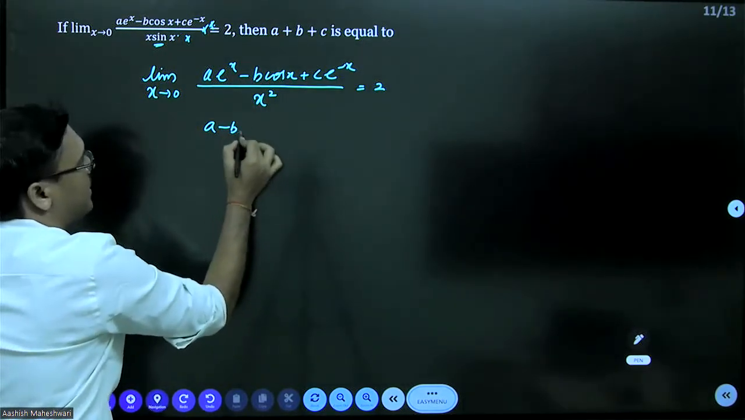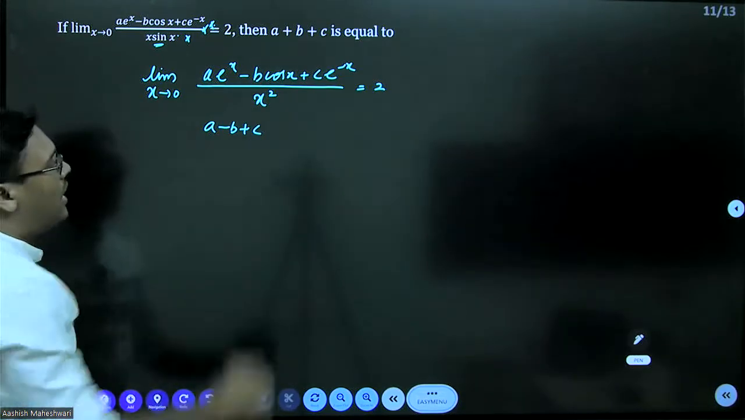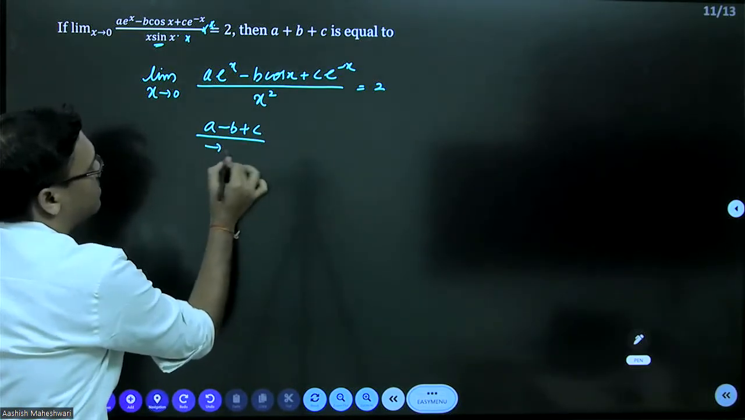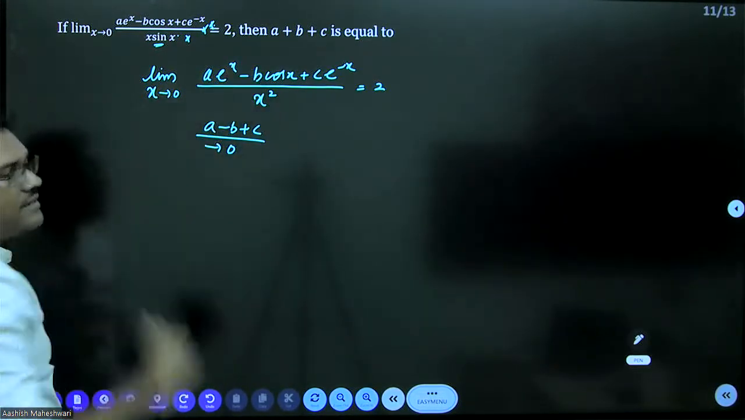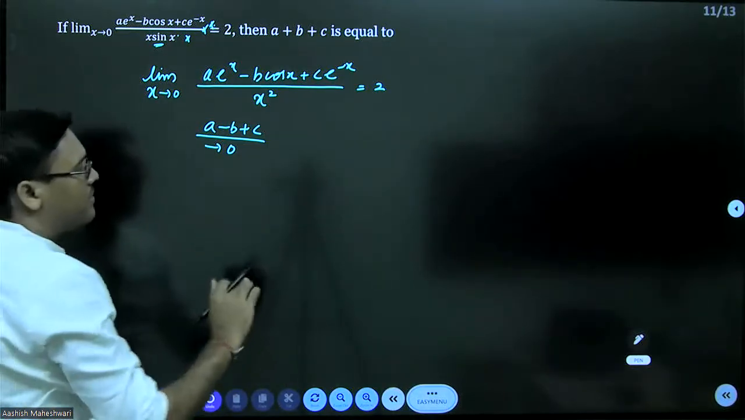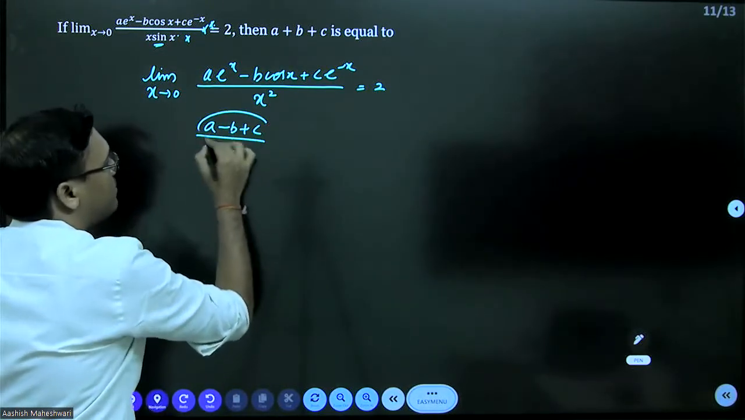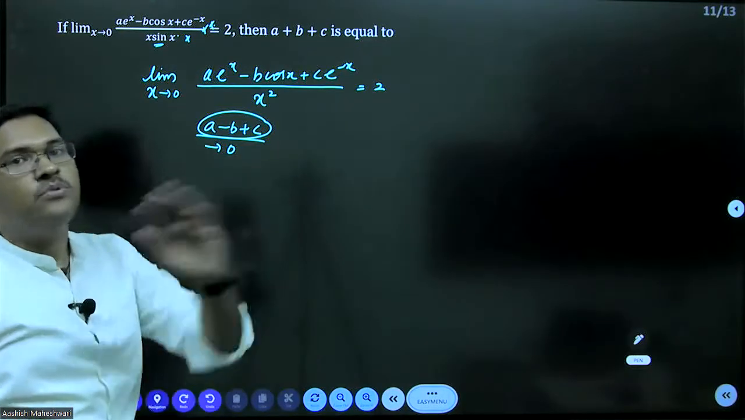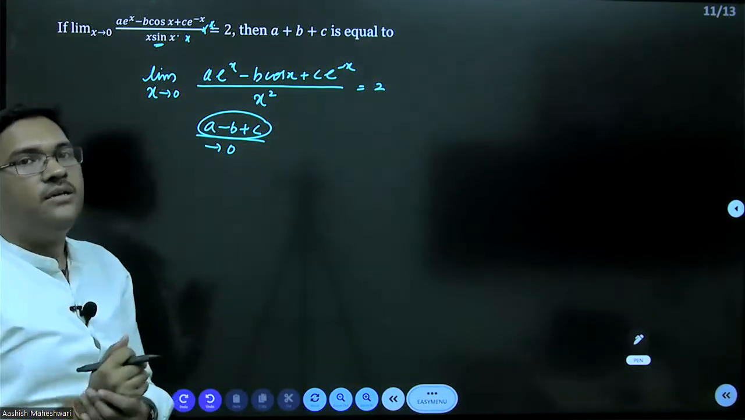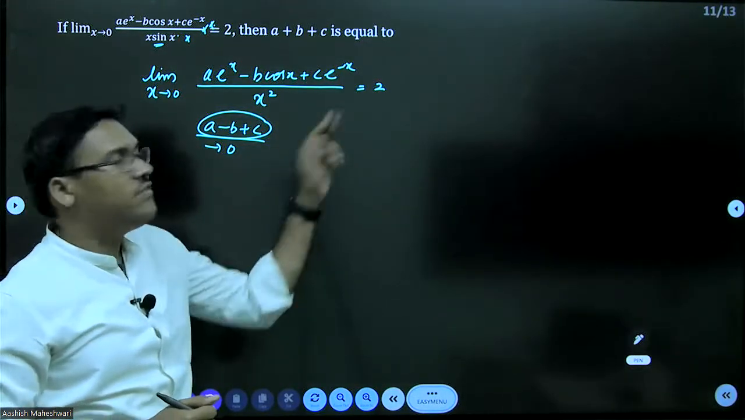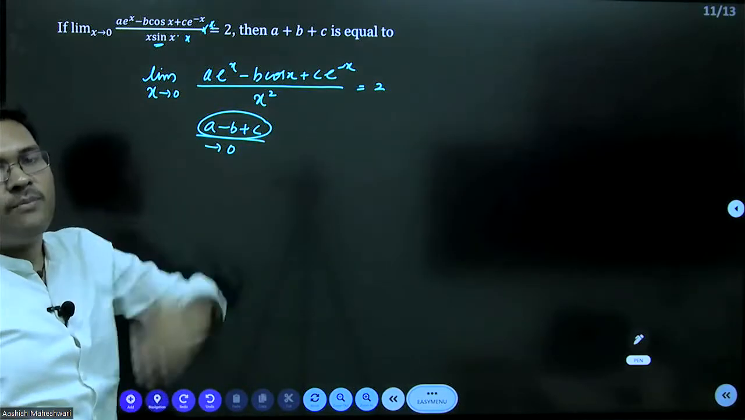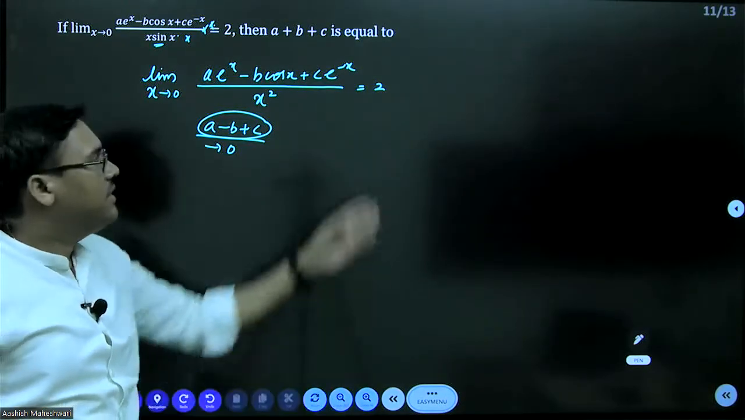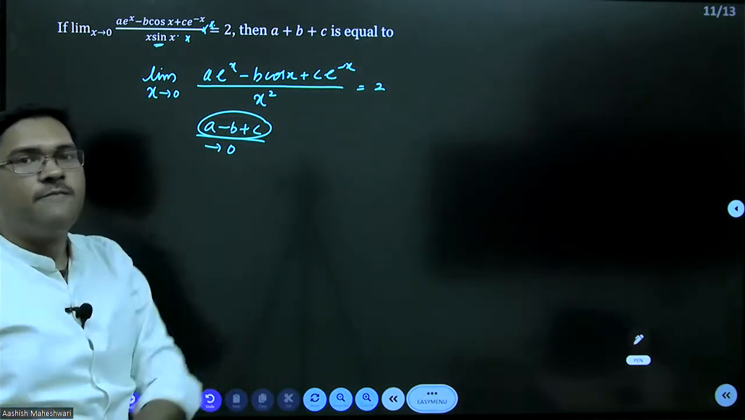This is minus b and plus c upon 0. This is approaching 0, correct? As x approaches 0, this is what we get. Now logically think about this. If this term is a non-zero value, a minus b plus c is not approaching 0. If this value is not 0, then this value will approach infinity, because something finite divided by something approaching 0 will approach infinity. That means this is not possible.